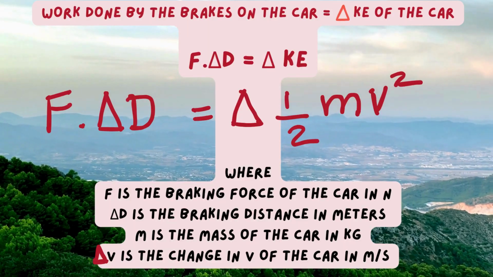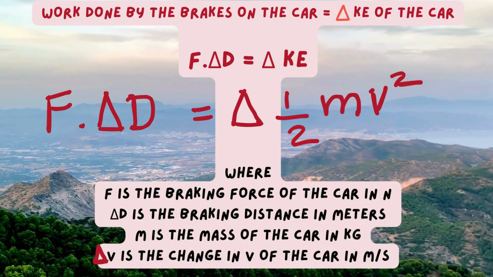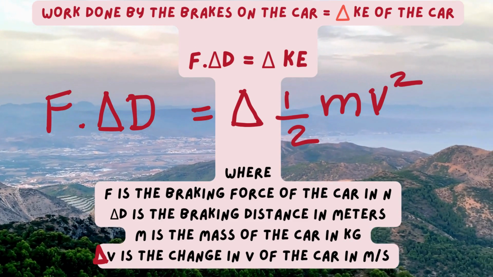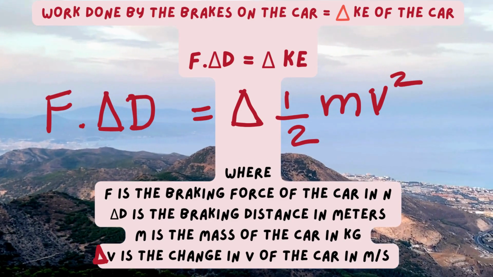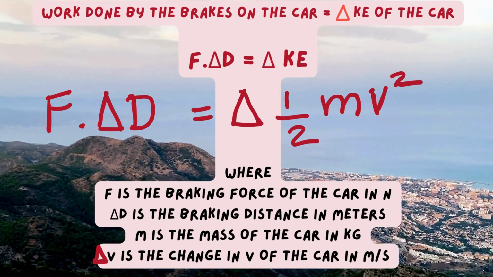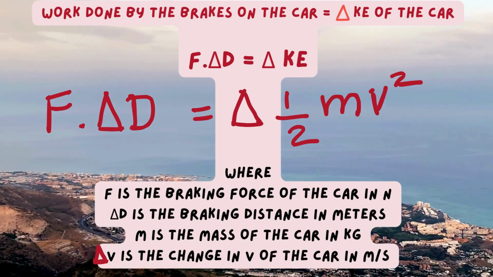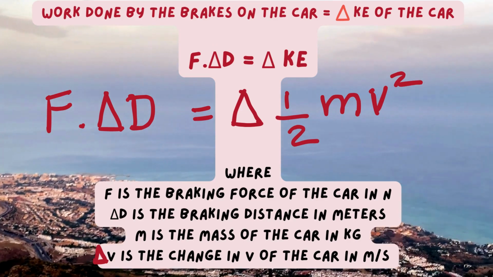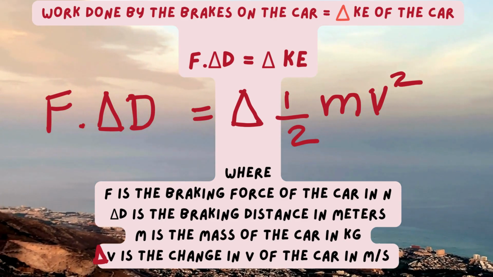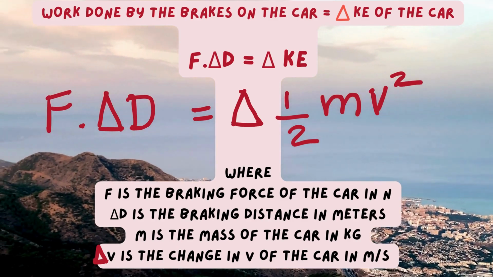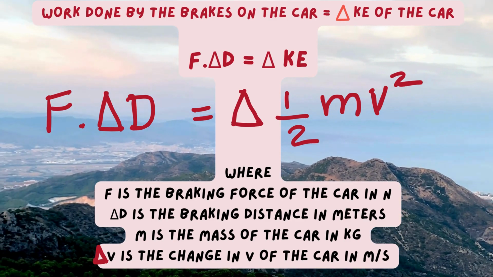According to the work energy theorem, work done by the brakes on the car equals the change in the kinetic energy of the car. F times delta D equals delta half mv squared, or F times delta D equals delta KE. Here, F is the braking force of the car in newtons, delta D is the braking distance in meters, m is the mass of the car in kilograms, and delta v is the change in velocity of the car in meters per second.